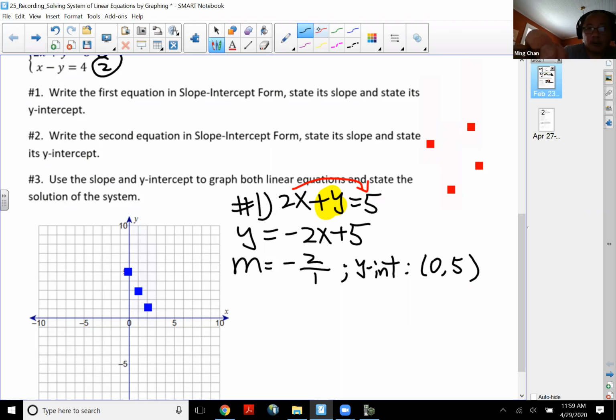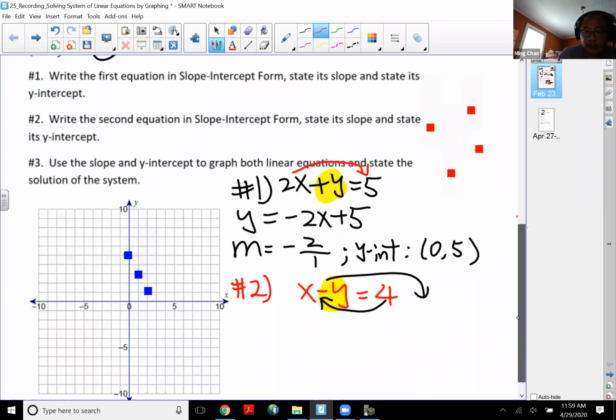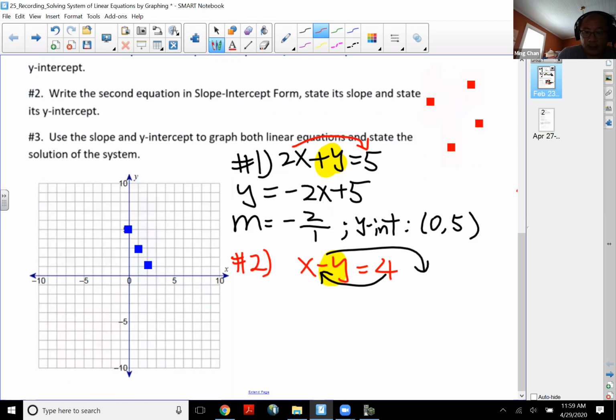All right, now go work on the second one. The second equation in slope-intercept form: x minus y equals 4. My variable term is negative, so I'm going to move it. Bring the positive 4 back. So my equation should say y equals x, still x, and the positive 4 comes over and becomes negative. So y equals mx plus b.